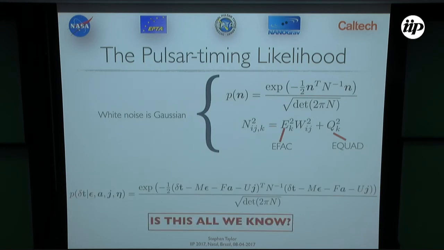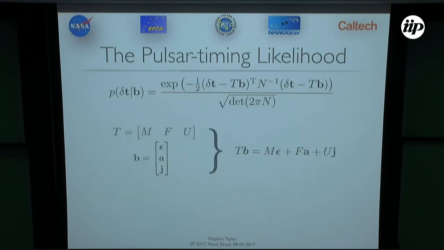But that's not really all you know. That's the likelihood as it is. But if you actually try to do a search over all of these different coefficients, over the Fourier coefficients of the gravitational wave background and all of the red noise parameters, you wouldn't learn anything because you haven't incorporated everything you know. You haven't included your prior knowledge.